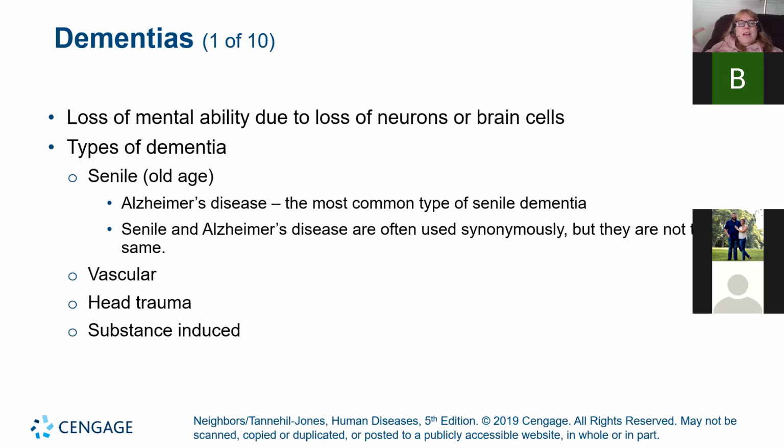Okay, the dementias are a pretty big group. It means any loss of mental ability due to the loss of neurons or brain cells. And there's many types of dementia. There's senile dementia. Alzheimer's disease is a type of senile dementia. But being senile is not synonymous with having Alzheimer's. You can be senile but not have Alzheimer's. There can be vascular dementia, dementia caused by head trauma, or dementia caused by substances. And we're going to get into each of these, okay?